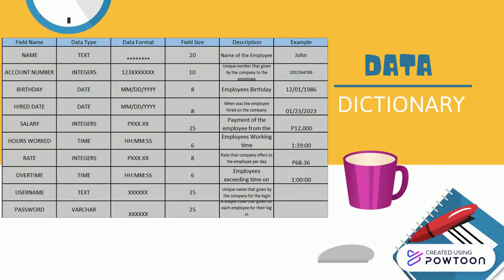And for the field name, the second one is the account number. And we use the data type here as integers, since from the word itself, numbers, they need to input numbers on this type.